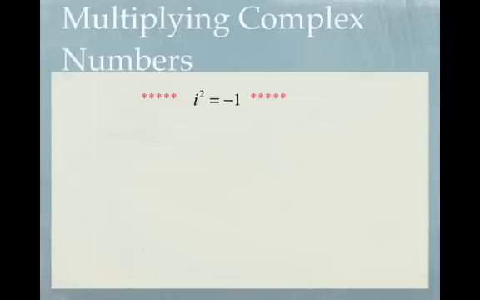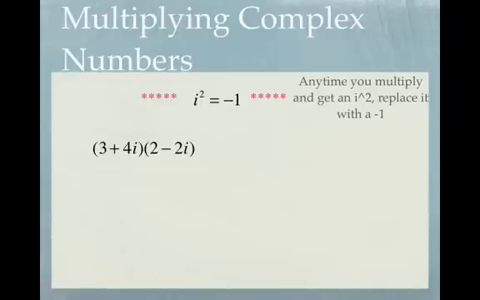So anytime we multiply complex numbers and we come up with an i squared, you're going to replace it with negative 1. We don't want i squared to be anywhere in our answer. So here's our example. 3 plus 4i times 2 minus 2i. So just like multiplying polynomials, you're going to start with the 3 and multiply it with 2 and the minus 2i. And then do the same thing with the 4i.